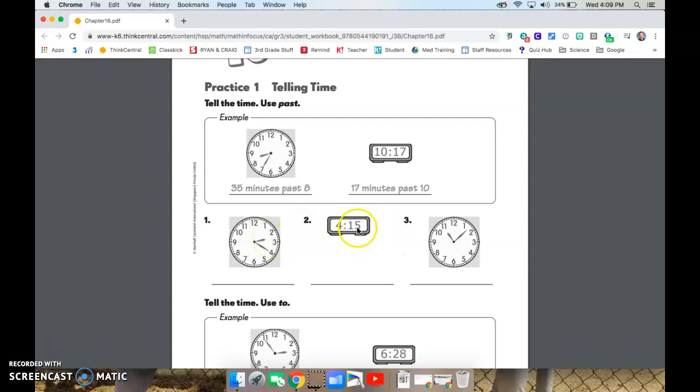Number 2, we have 15 minutes past 4. And over here, it looks as though we have, let's see, 5, 6. Let's make it even bigger. 6, 7, 8. It looks like it's 8 minutes past 11.